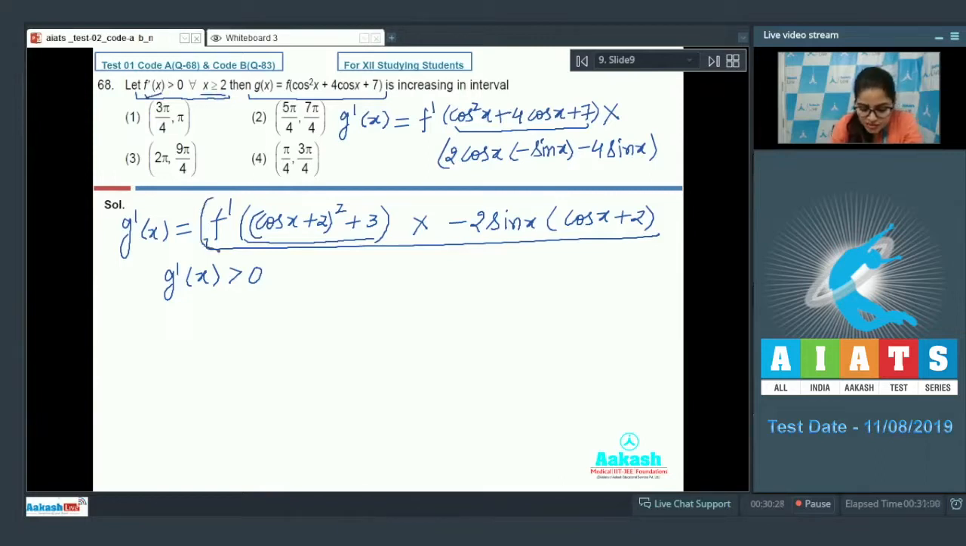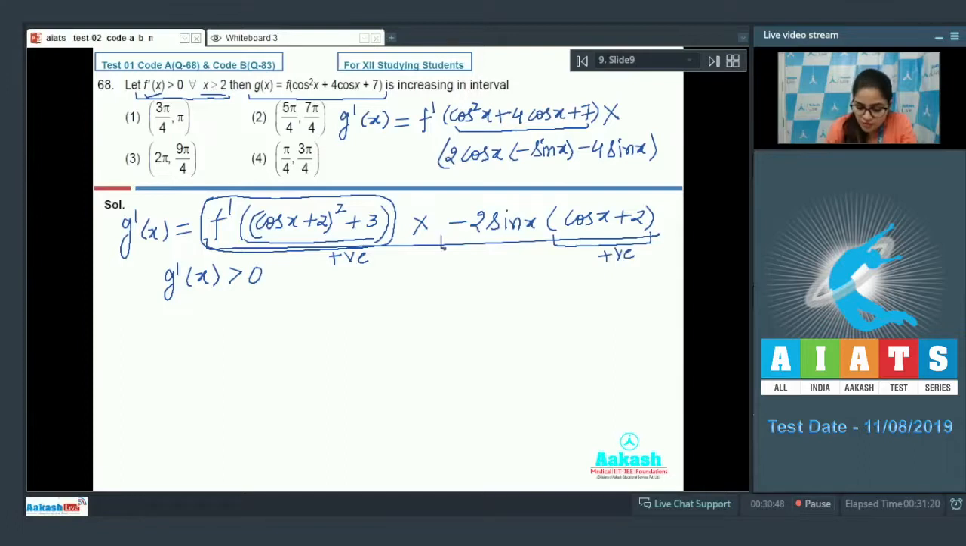So this function is always positive for any value of x. Now move on. Cos x plus 2. So see, again cos x plus 2 is always positive because the minimum value of cos x is -1. So this function is always positive.